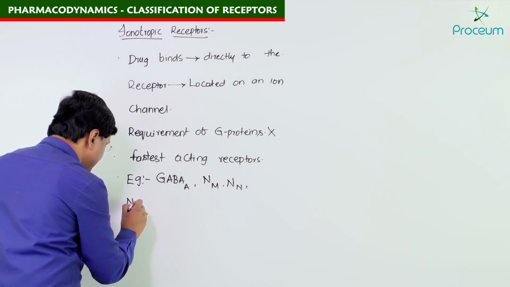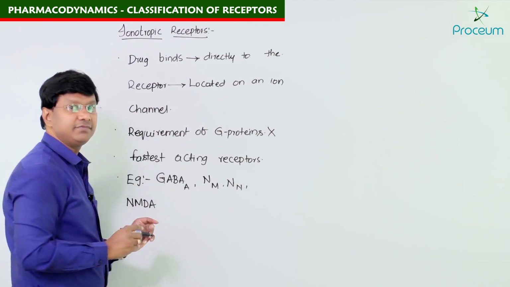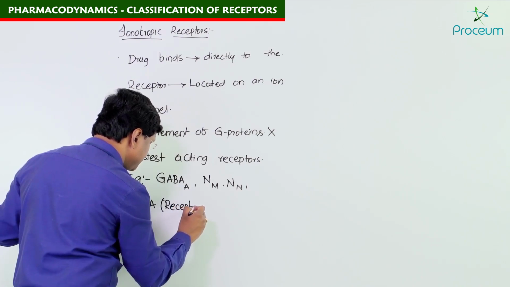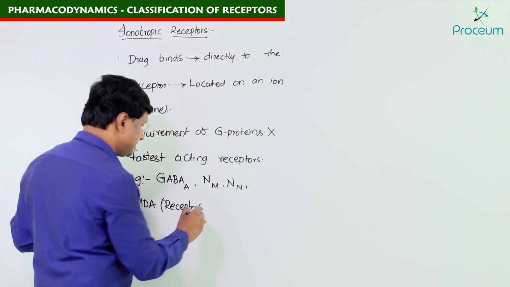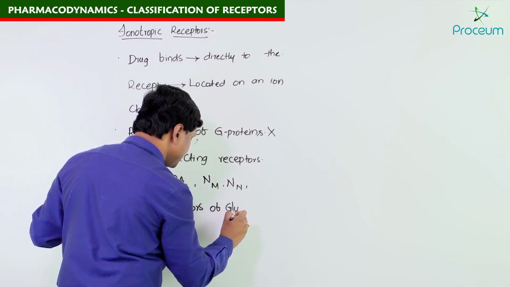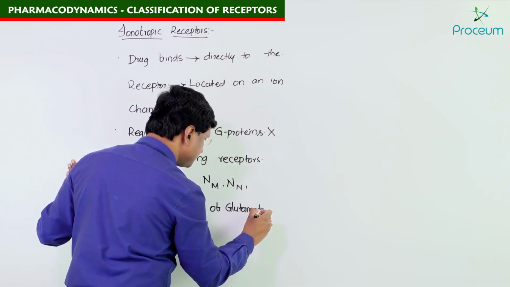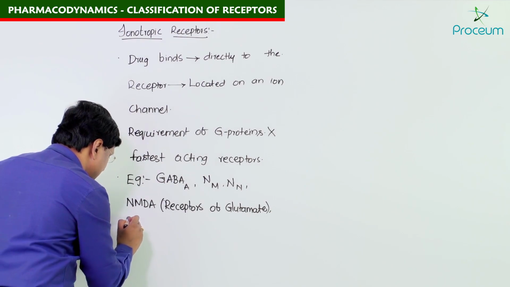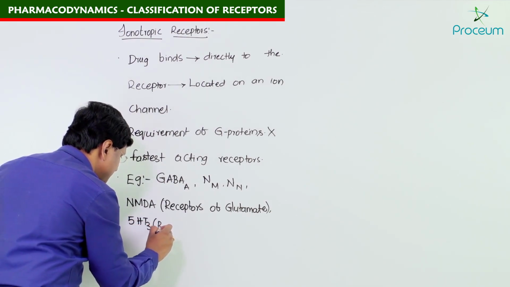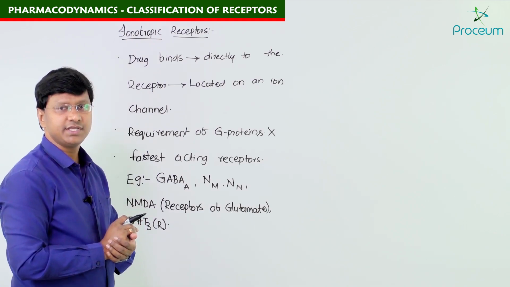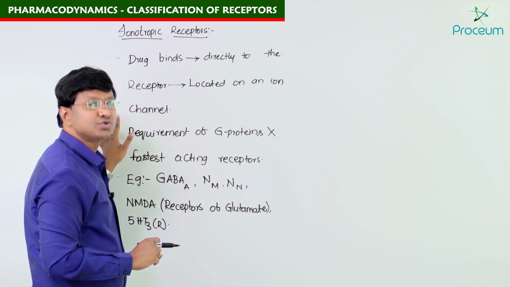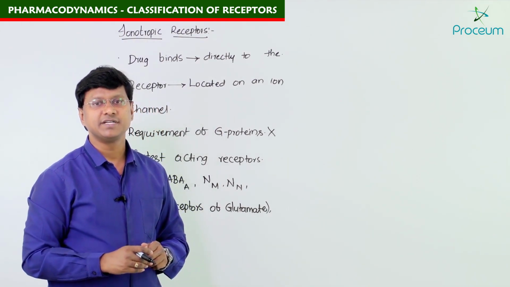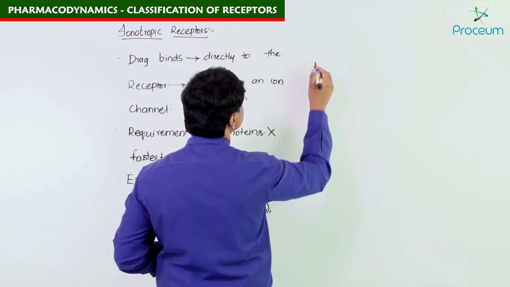Then we have NMDA receptors, which are the receptors of glutamate. The other ionotropic receptors are the 5-HT3 receptors. So these are all your ionotropic receptors. Now, after having discussed the ionotropic receptors, let me discuss the enzymatic receptors.